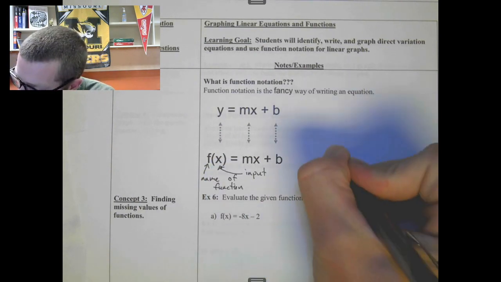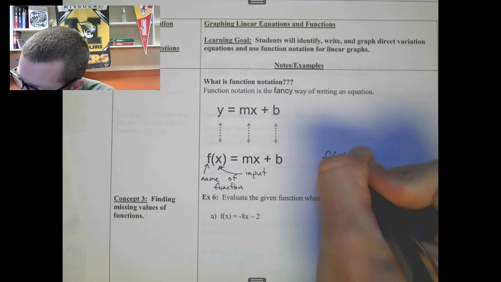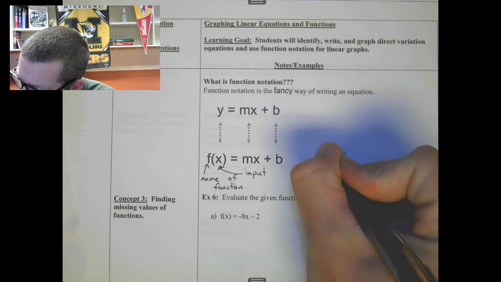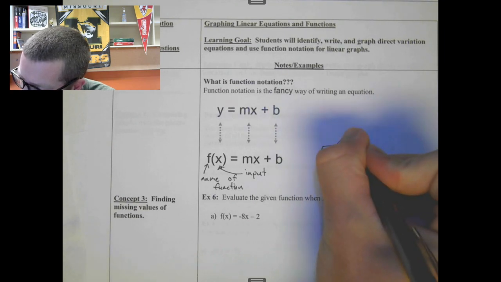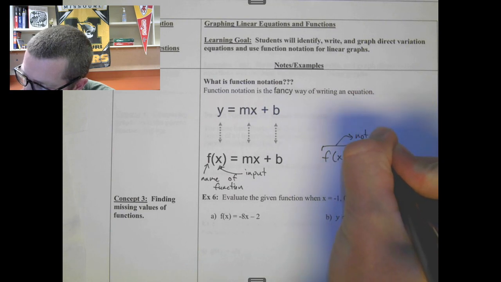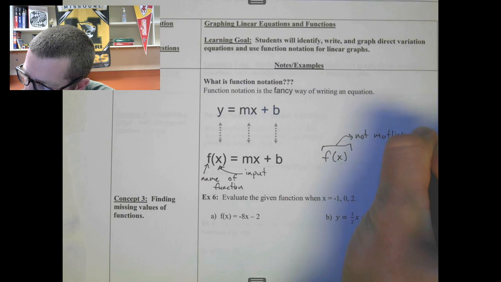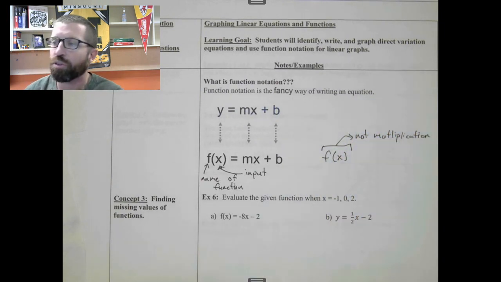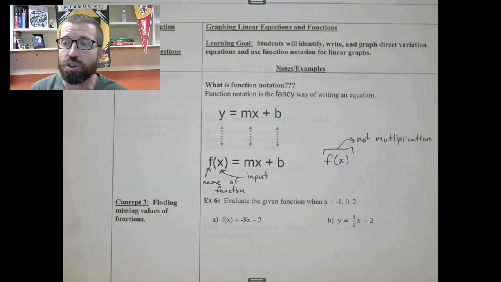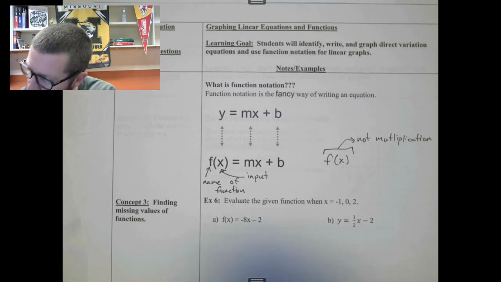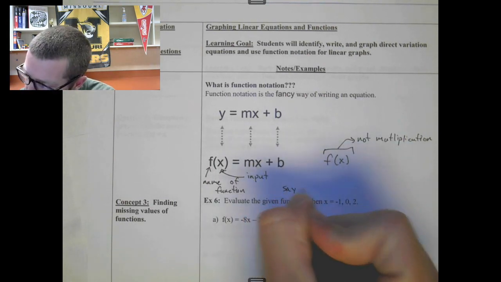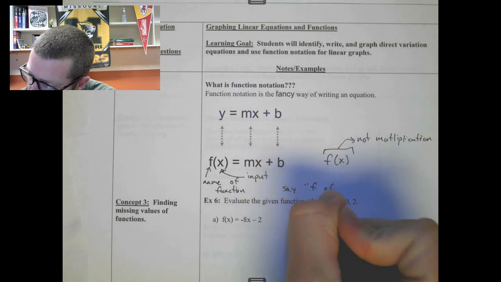What's important to note is that f of x, this whole thing, is not multiplication. So it's not f times x, and you say f of x. Let's put that down here. We'll say f of x.